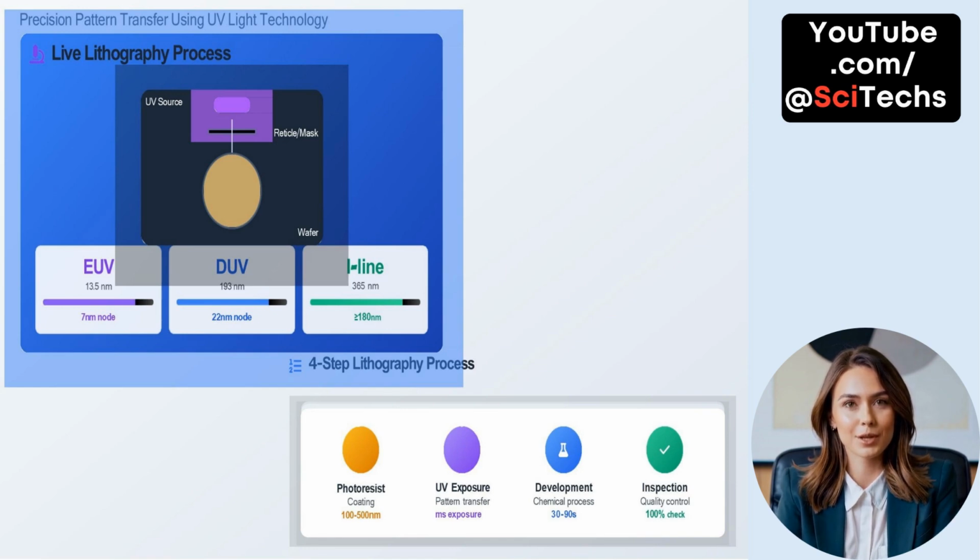The four-step lithography process begins with photoresist coating, applying a light-sensitive layer ranging from 100 to 500 nanometers thick. Next, UV exposure occurs for just milliseconds, transferring the pattern. Then, a chemical development step, lasting 30 to 90 seconds, reveals the pattern. Finally, inspection ensures pattern accuracy with 100% quality checks before continuing the fabrication process.